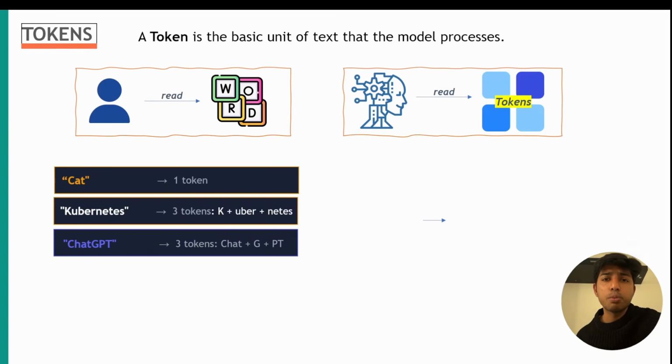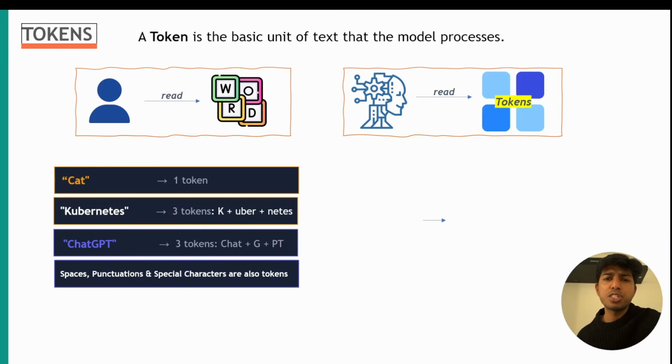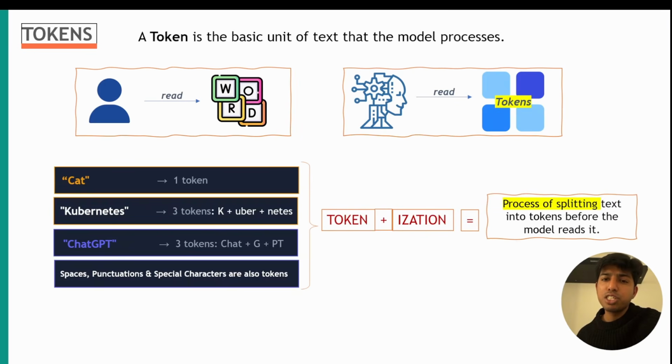Like if you look at the word Kubernetes, it's split into three or more tokens. ChatGPT, again, three tokens. Similarly, spaces, punctuation, and special characters are also considered as tokens. Now, this process of splitting the text into tokens before the model reads it is known as tokenization.